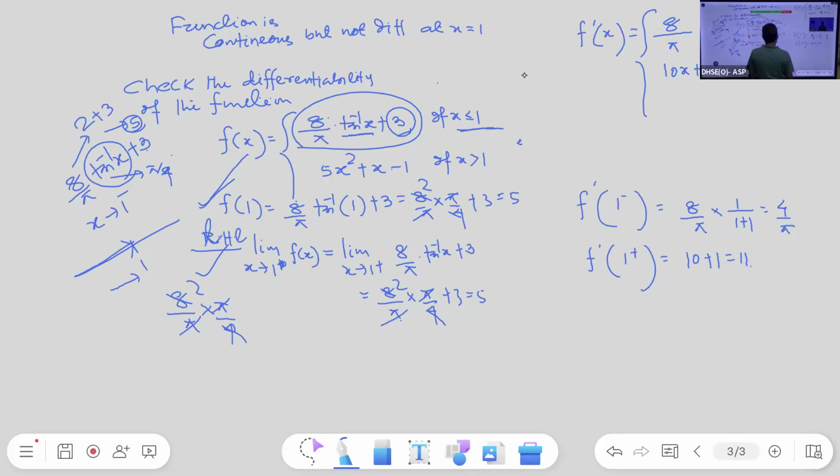So then we have to find out the right hand limit. Right hand limit, what is the function? On the right hand side of x equal to 1, the function is defined as 5x square plus x minus 1. So when x approaches 1 from the right hand side, 5x square approaches 5, and x approaches 1, so 5x square plus x approaches 6. 6 minus 1 is 5. Left hand limit 5, right hand limit 5, value of the function 5, hence the function is continuous at x equal to 1.